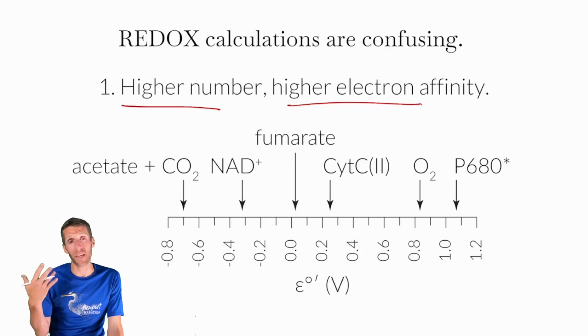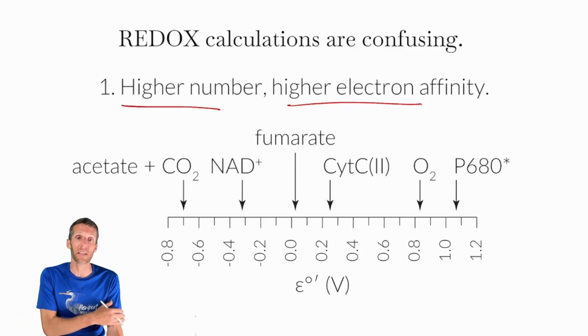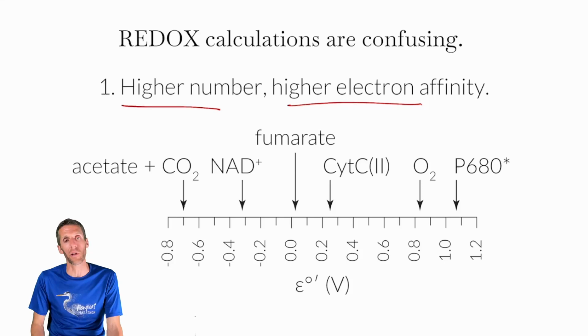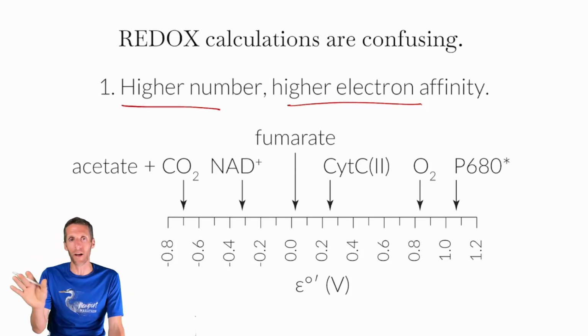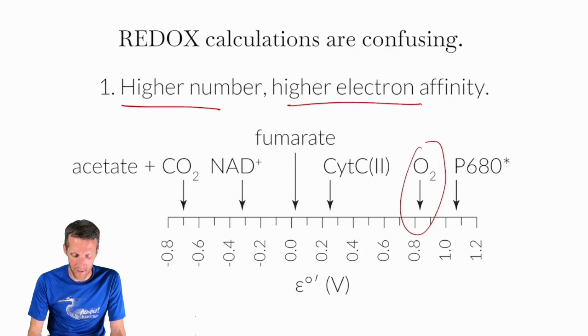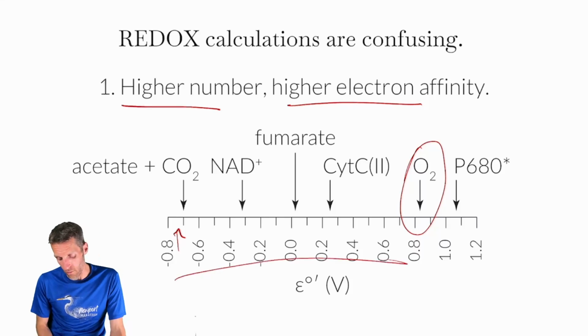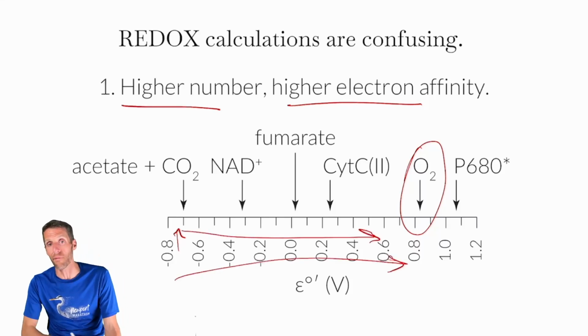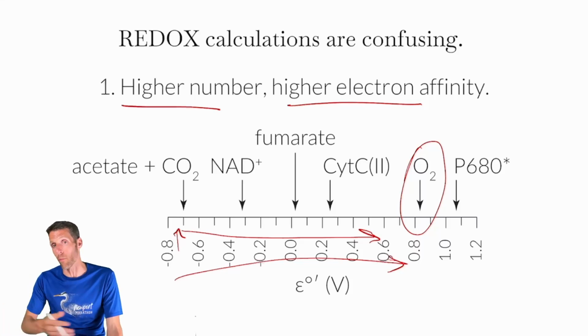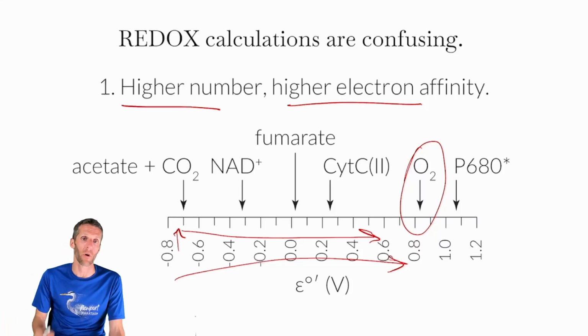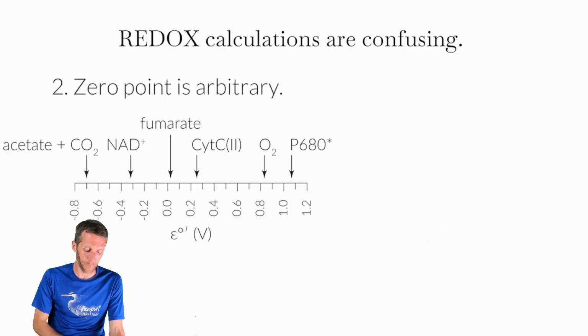If it helps, you can think about it like a KD, right? A KD. Nope, the KDs are the opposite. Nope, totally lied. Don't think about it like a KD. The higher the number, the higher the electron affinity. Redox is just an exception. So oxygen here, high electron affinity, acetate, low electron affinity. All of redox flow in sort of human biochemistry basically consists of flowing this direction. That's favorable. This is how we get energy out. So high number, higher affinity.